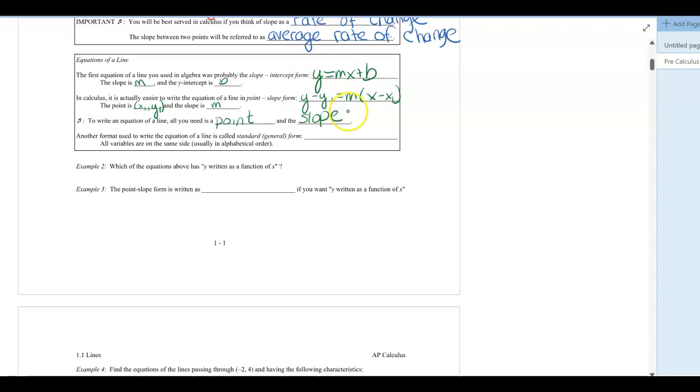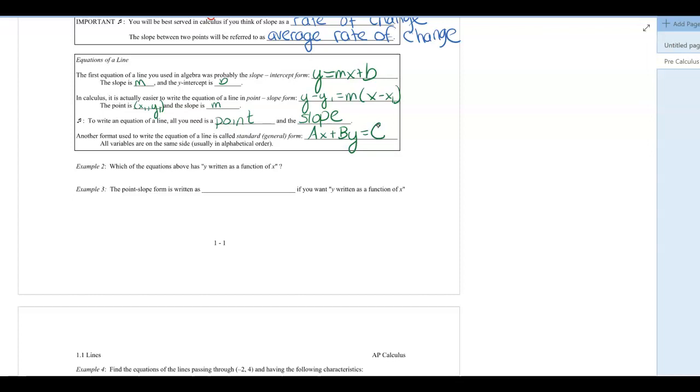Another format to write an equation of a line is called standard form, or sometimes it's called general form. I just don't hear it called that as often. This is easy as ABC, literally Ax plus By is equal to C, where A is always positive, and with the x, B is not always positive, but that's alright. Neither A nor B nor C are fractions, all that kind of good stuff. It's just not as commonly used, to be honest. Most of the time in calculus, we're going to be using point-slope form or slope-intercept form.